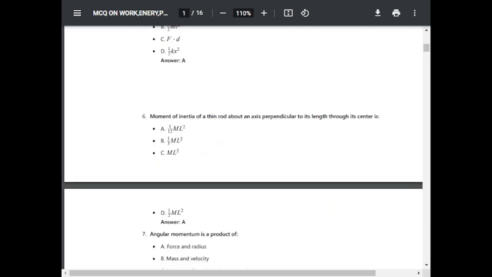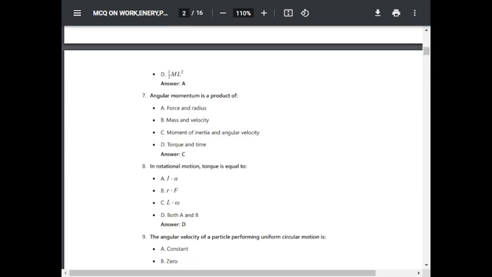Question number 6. The moment of inertia of a thin rod about an axis perpendicular to its length through its center is given by option A 1 by 12 ml square, option B 1 by 3 ml square, option C ml square, option D 1 by 2 ml square. The option A is correct, that is 1 by 12 ml square.